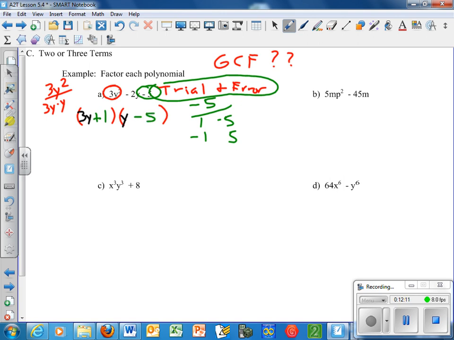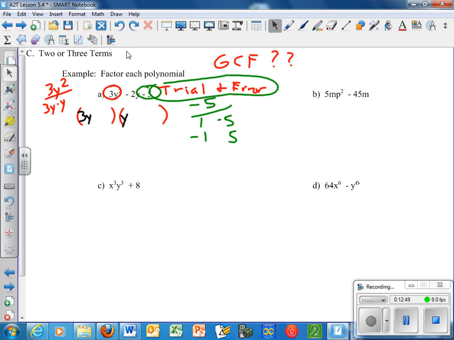And here's the test. You need to see if, when you do the outsides and insides, like you were foiling, you get the y term of the original trinomial. Well, I get minus 15y when I do my outsides here, plus 1y, which is negative 14y. So that doesn't work. So what we need to do, and I'm just going to click on the undo button, is that didn't work. So we tried that.